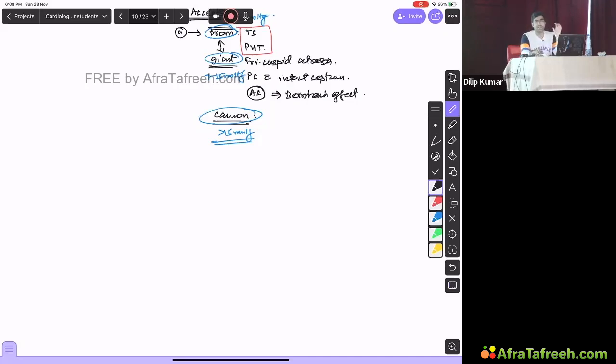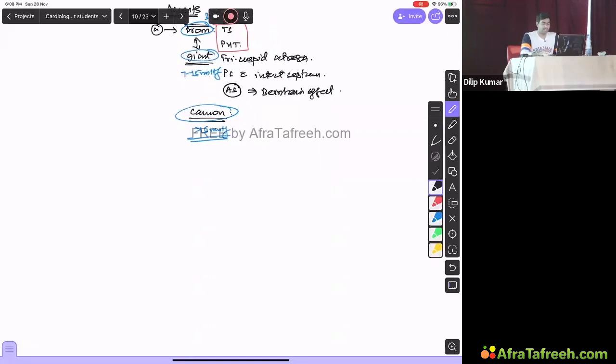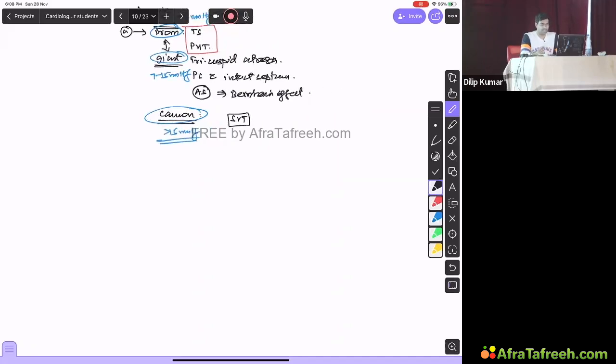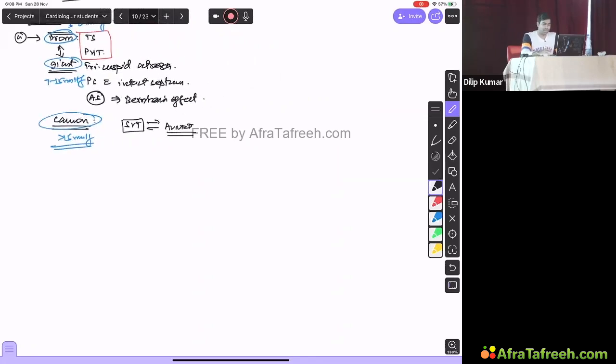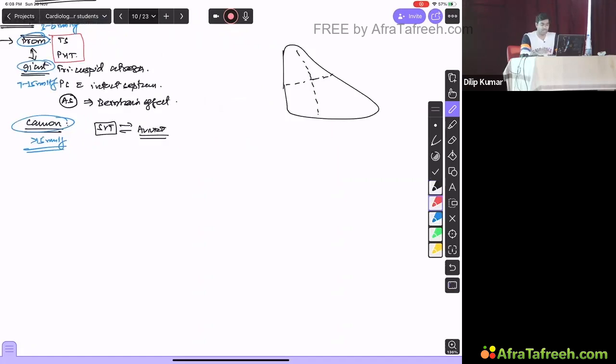So what are the conditions where atrium and ventricle will contract simultaneously? There are two areas where it can happen. One is in patients with SVT, supraventricular tachycardia. So what happens in SVT? Typically in AVNRT, atrioventricular nodal reentrant tachycardia. For people who don't know what AVNRT is, I would explain it simply.